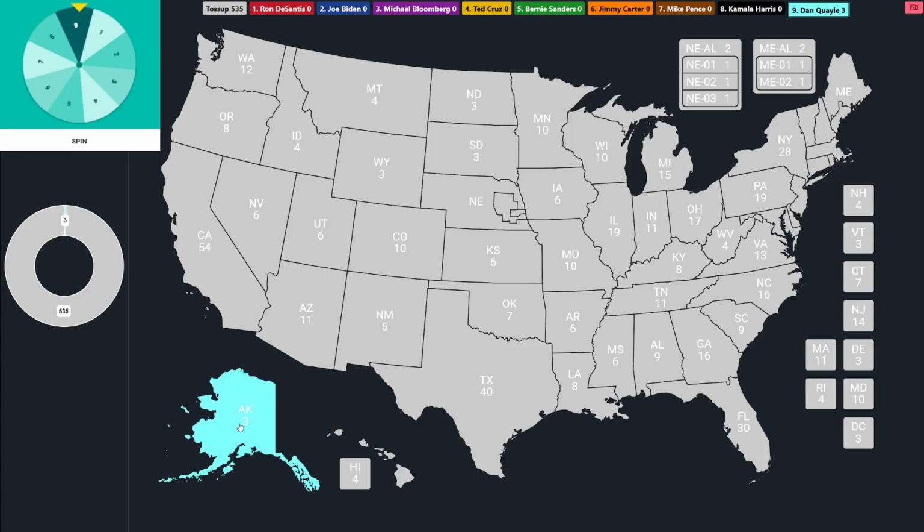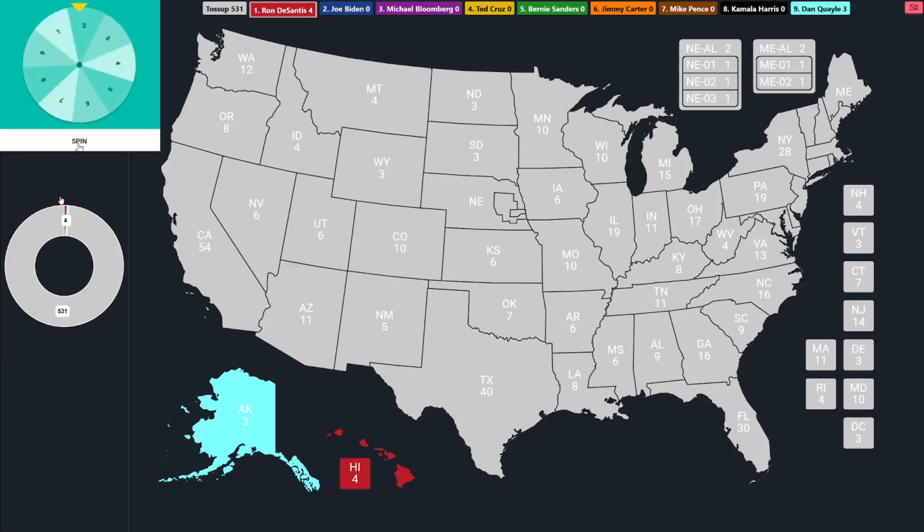Let's go right into the second spin. That's going to be Hawaii. We've got 4 electoral votes, and we're going to go the other way. We've got number 1. This is RD, Ron DeSantis. The next state is Washington. 12 electoral votes. Here comes the spin. And already, Dan Quayle picking up a second state. Let's do Oregon. That has 8 votes. And the Beaver State is coming to number 3.